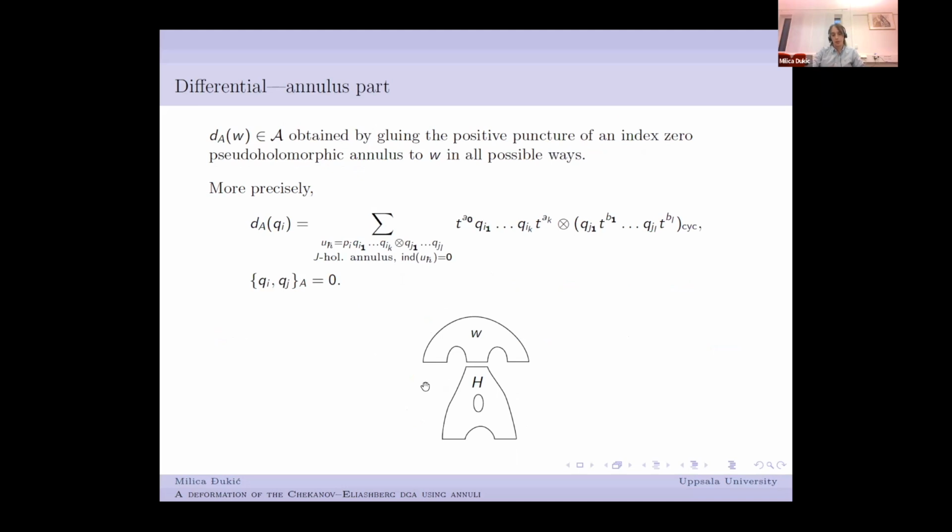And the annulus part is similar. Here we are going to consider only annuli with one positive puncture, so the bracket component of annuli is going to vanish. And dA of Qi is going to be the sum over all J-holomorphic annuli of index 0 of a word tensor cyclic word. The first word comes from negative punctures on the boundary component that contains the positive puncture. And the second word is the cyclic word of negative punctures on the second boundary component. For the second word, there is no natural starting point, so it should really be seen as a cyclic word.